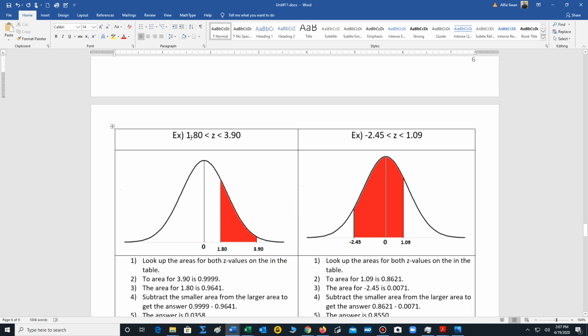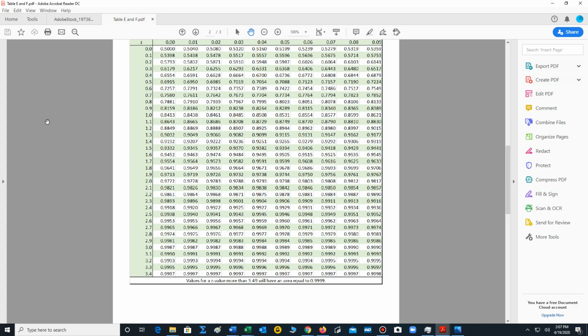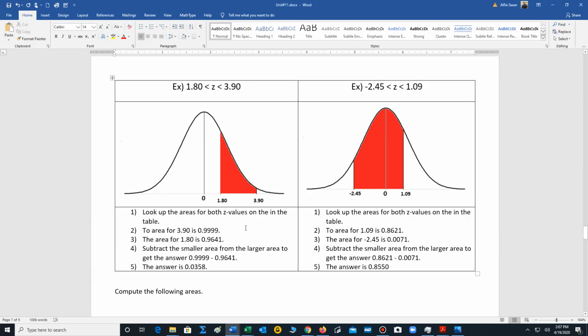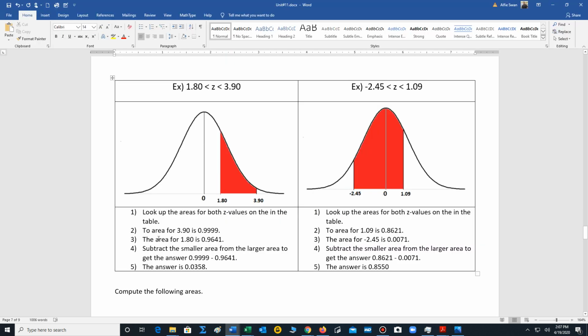Okay, so let's work out these two examples. We want to find the area between 1.8 and 3.9. So remember, our first step is we go back to our tables. We're going to look up both areas. So let's look up 1.8. That's 0.9649. And we also want to look up 3.9. Well, when you try to look up 3.9, it's not listed here. So that means we have to go to the bottom of our table. Anything above 3.49, which 3.9 is, will have an area of 0.9999. So we have our two areas, 0.9999 and 0.9641, and remember, to get the area between them, subtract the smaller from the larger. And so this area of the strip is 0.0358.